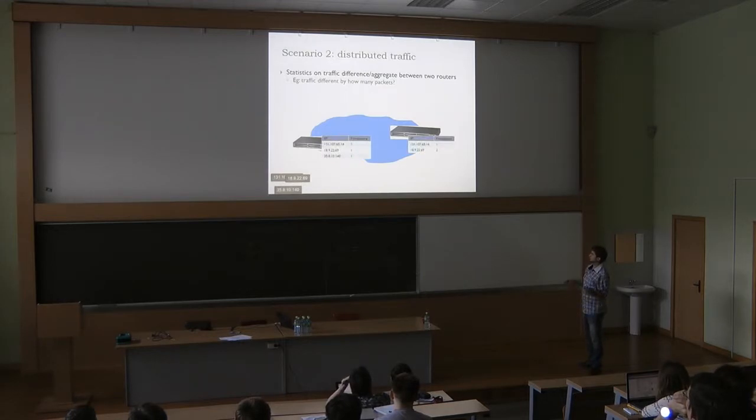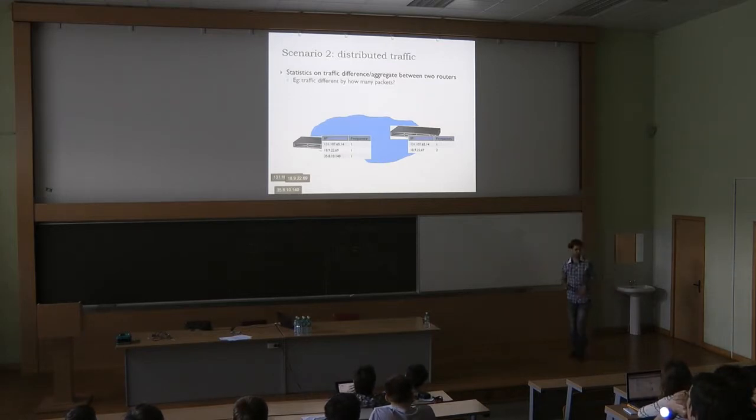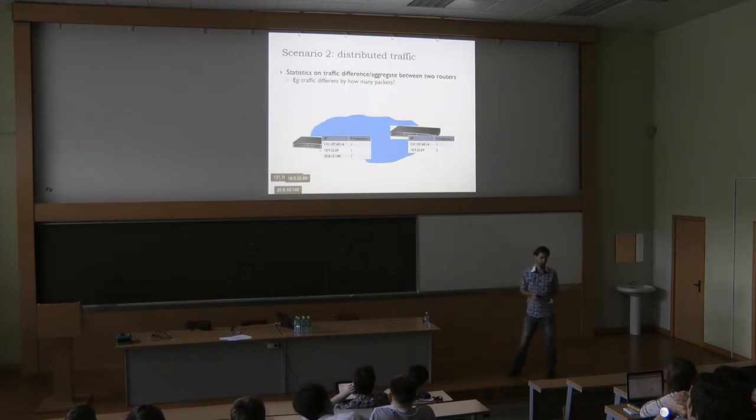And we might consider the problem where this is the router, this is the traffic that passed through this router, and this is the traffic that passed through this router. I want to see what is the difference. How many packets appeared? How many packets got lost, for example? Can we have statistics on the difference of the traffic? Okay.